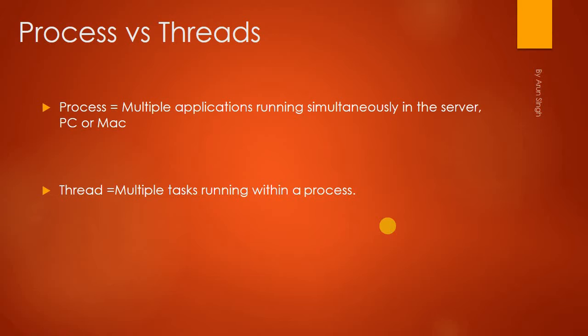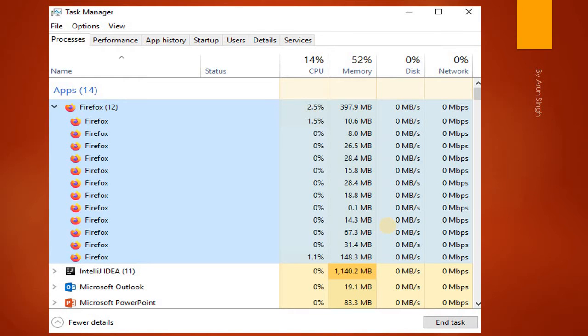Process versus threads. A process is multiple applications running simultaneously in the server, PC or Mac. A thread is multiple tasks running within a process. If you go to your task manager, you will see something like this.